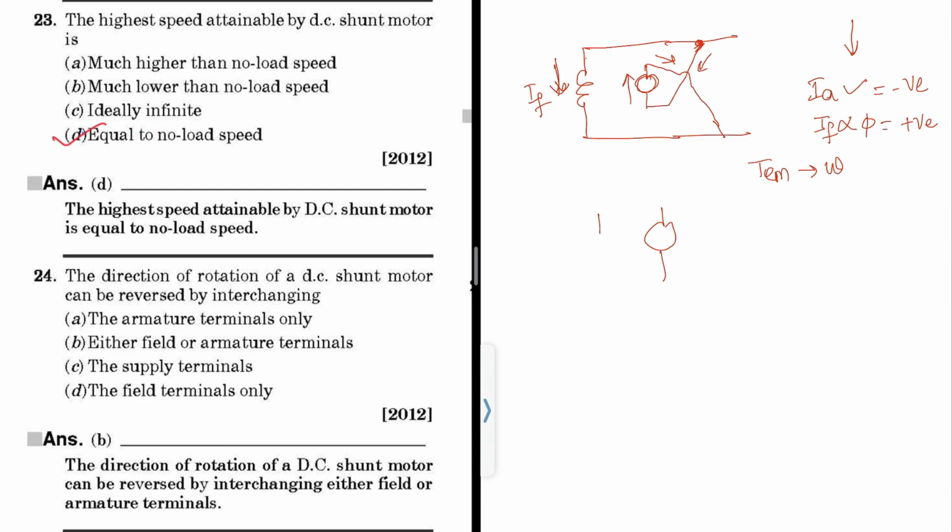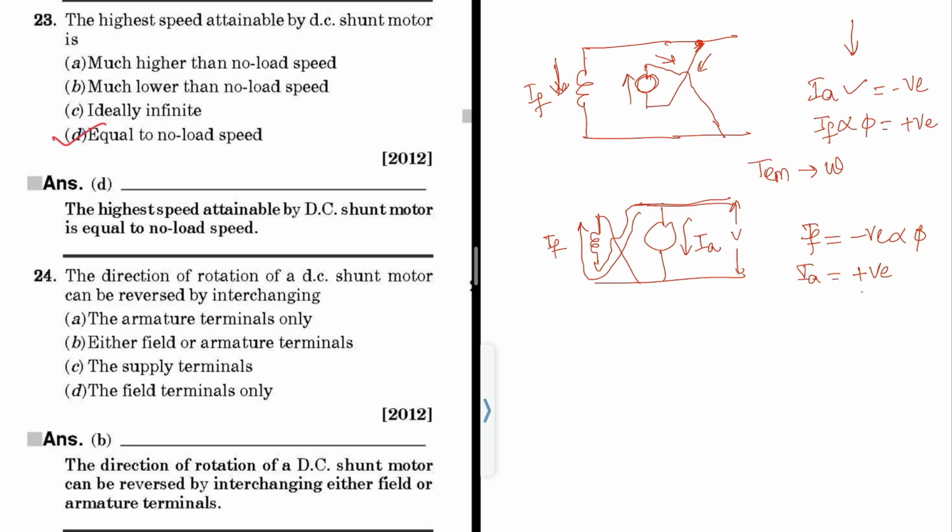I will take the motor, the supply will be the same, but I will change the field terminals like this, okay? So the armature current will be like the first case, but the field, if you see, the current comes here and it will go like this, right? Now in this case, IF is negative. It means flux will be changed, but the armature current is the same as the first condition. It will be positive. So in this case also, electromagnetic torque will be negative and speed will be changed.